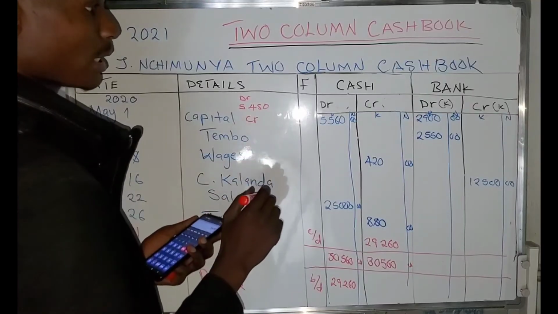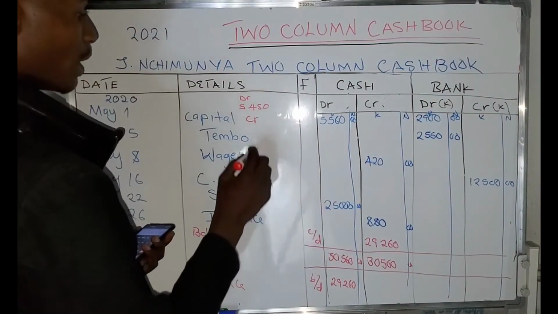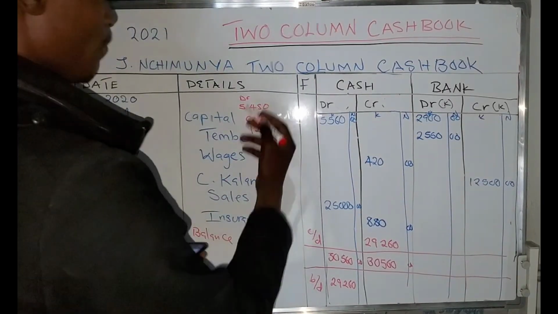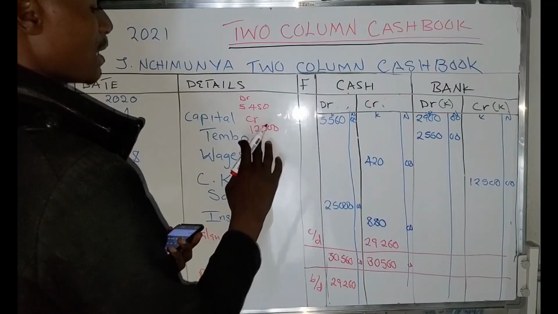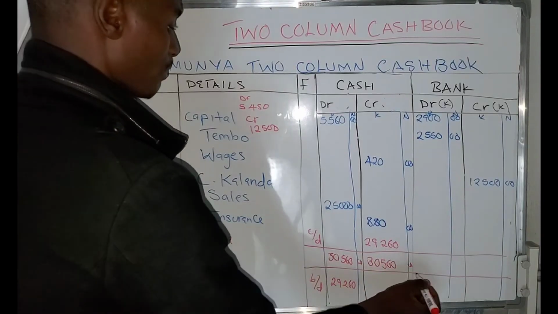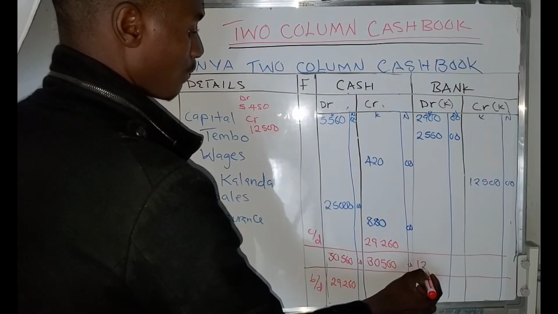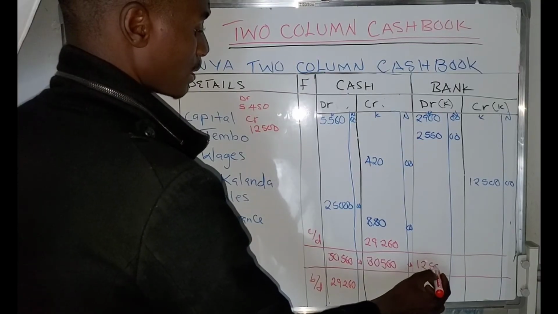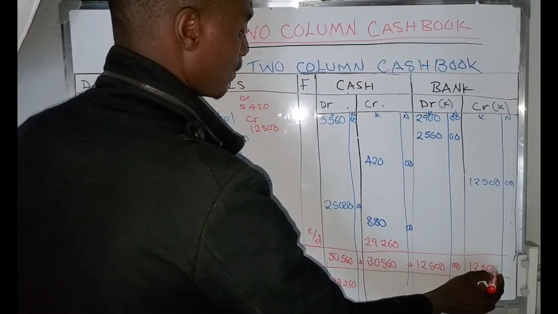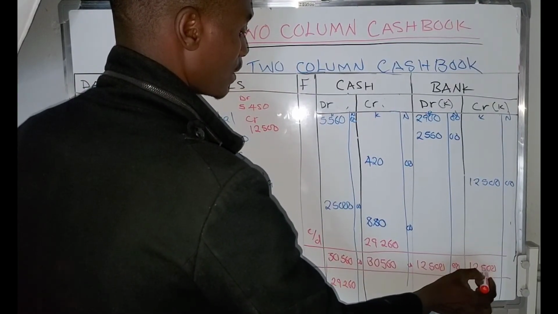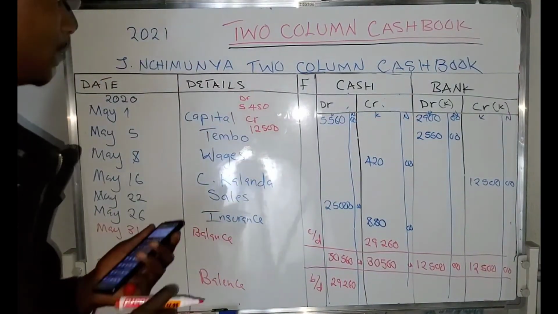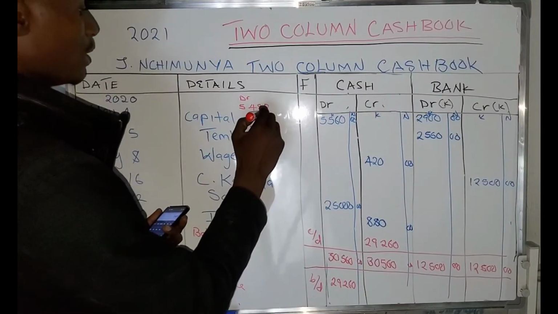Then do the same on the credit side. We only have one transaction, so there's nothing to add. You just have to write 12,500 there and compare the two. Automatically the credit side is bigger than the debit side. So we're going to write the bigger amount here, which is 12,500.00 ngwe, of course.